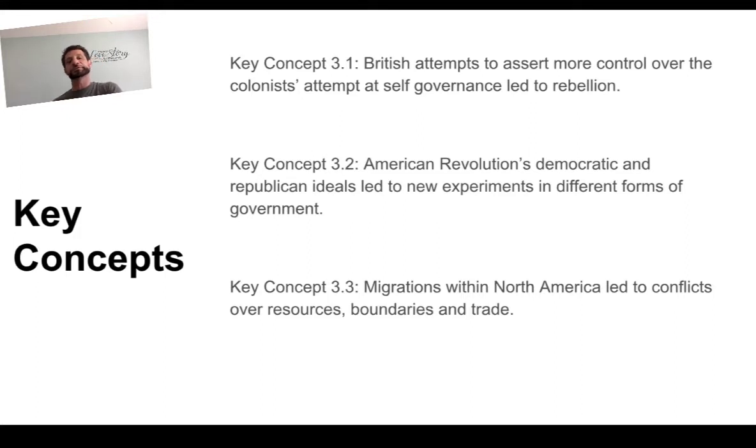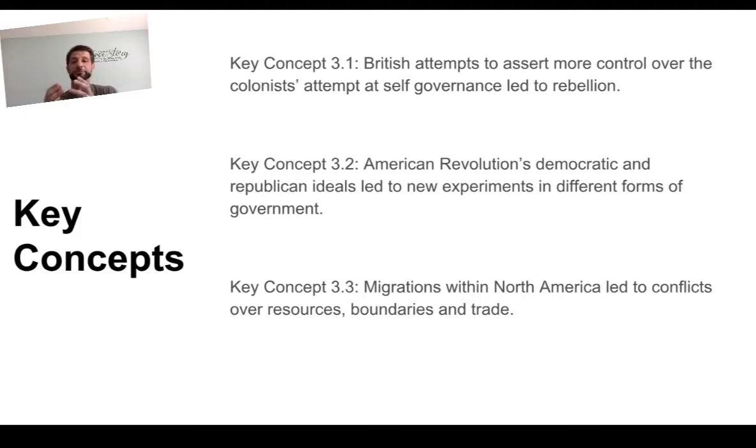So the key concepts for the beginning of AP US history, especially this New Republic period, are the following. First off, the British attempted to assert more control over the colonists, which led to rebellion because it took away their self-governance. So that's key concept 3.1. It's period 3, that's the way that they explain it, of the New Republic, and this is our first concept. The British were attempting to assert more control, took away colonist self-governance. Okay, so 3.2, our second key concept. The American Revolution experimented with these new democratic and republican ideals, trying to form up their government. And then last up, key concept 3.3, migrations within North America led to conflicts over resources, boundaries, and trade.